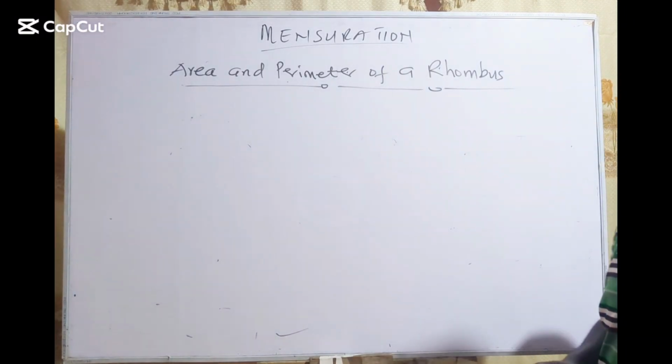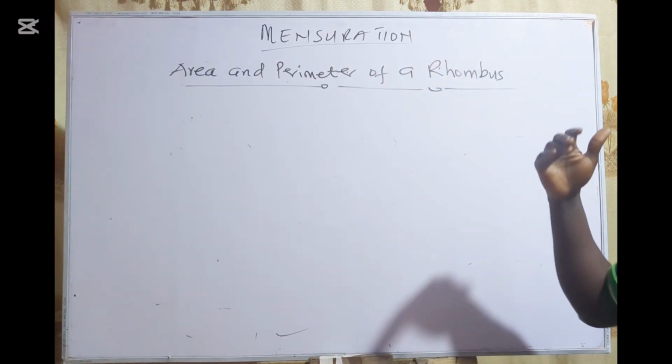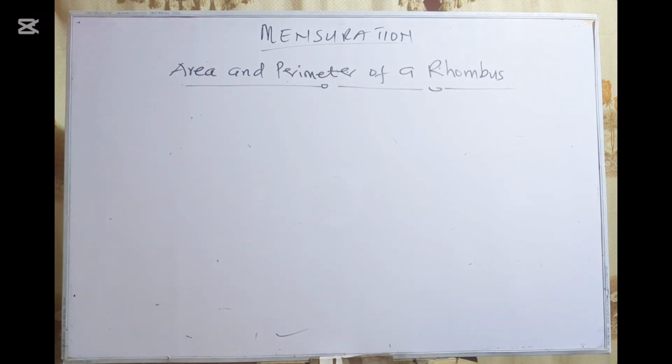Hello, welcome to our lesson on mensuration. Let's look at the rhombus, the area and perimeter of a rhombus.